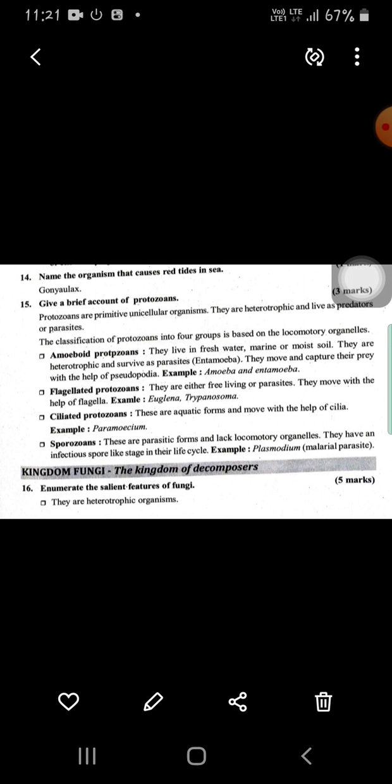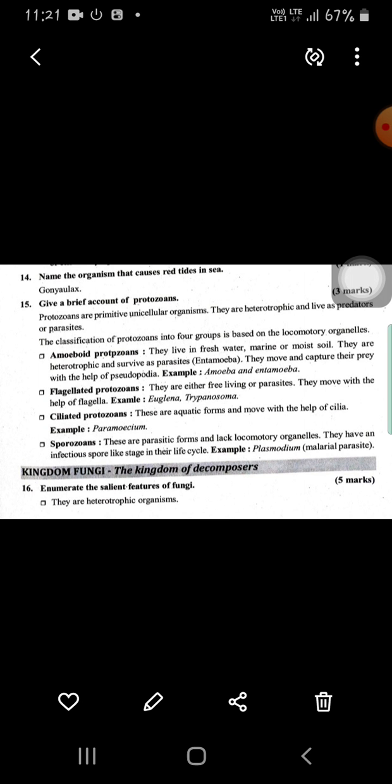First, let's know about amoeboid protozoa. They live in freshwater and marine water, and they are heterotrophic, and some survive as parasites. They move and capture their prey with the help of pseudopodia. An example is amoeba. You have learnt about amoeba in your lower classes. By the help of pseudopodia, it takes in food.